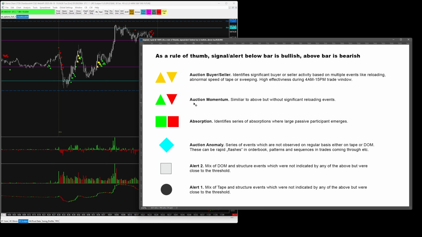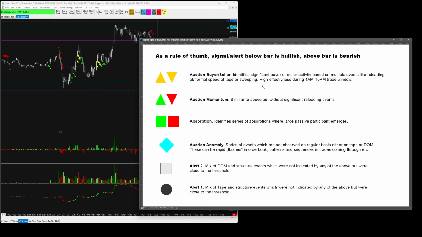So this is just auction movement. It's similar to auction buyer or seller, because this actually tries to identify a major buyer or seller. That's why I called it auction buyer seller. But beneath it, it means that someone who does these effects on an order book and in tape usually is not a retail trader, or it's usually some kind of algo.